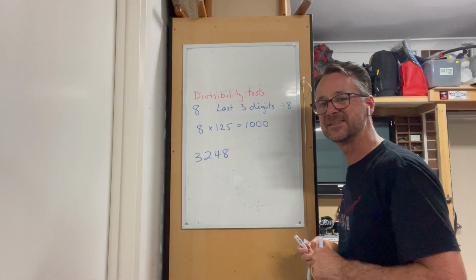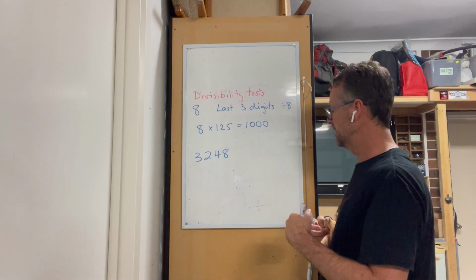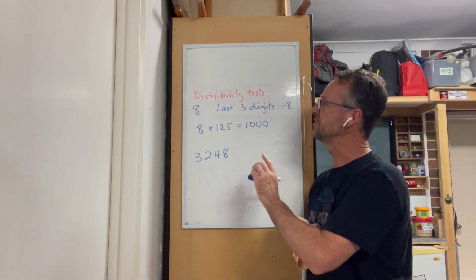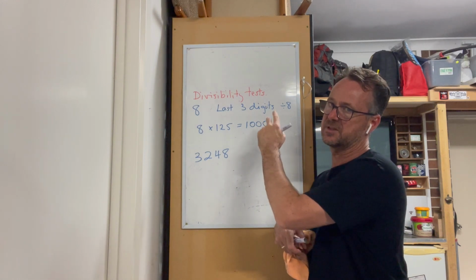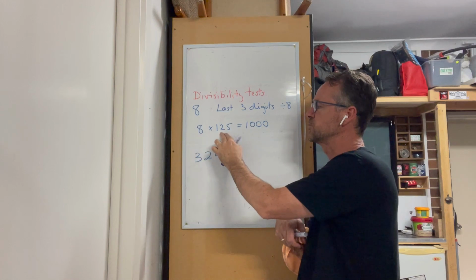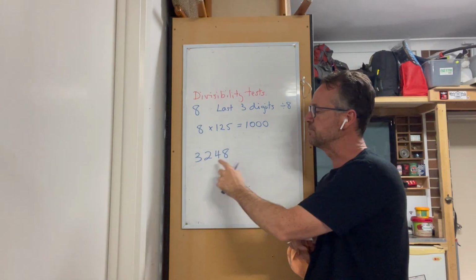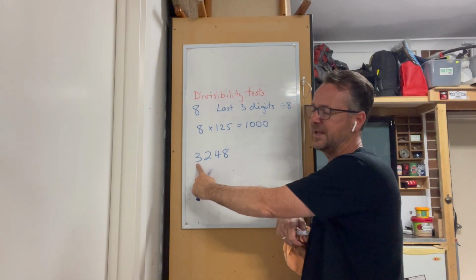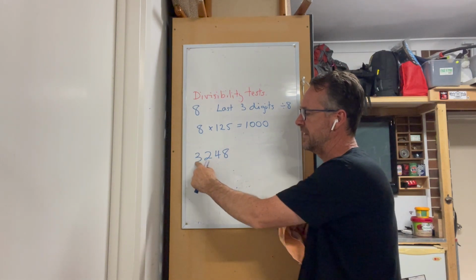Okay, for the number 8, it's a little bit tricky, okay? It takes its lead from our divisibility of 4. With divisibility of 4, it was the last 2 digits. With number 8, it's the last 3 digits. And the reason for that is that 8 times 125 will give us 1,000. So any multiple of 1,000, like here, is automatically going to be divisible by 8. So we can not worry about that 3 in this one.